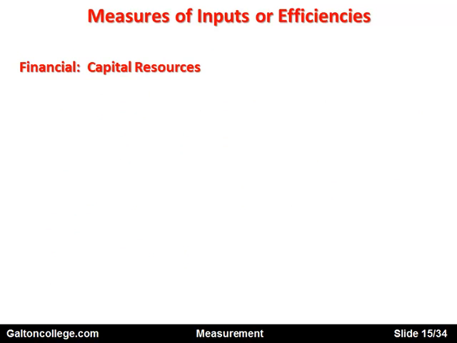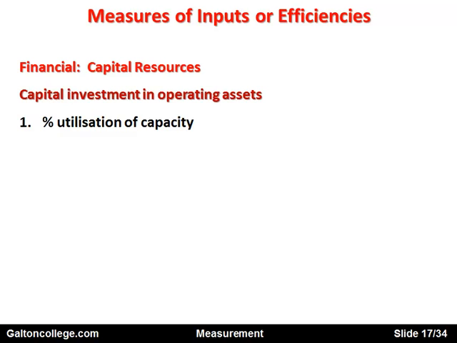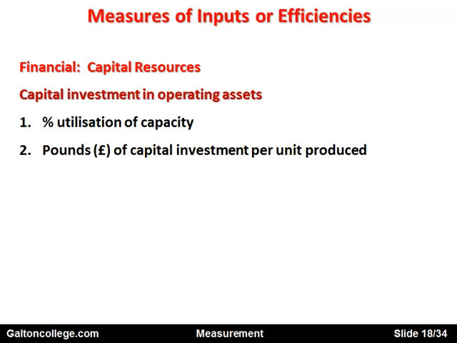The capital resources, the financial resources, well, capital investment in operating assets. So it's important to look at the percentage utilization of capacity. Are machines standing idle? Is it the case that part of the factory is not being used or not being used efficiently? So it's important to work out the cost of capital investment per unit produced. How much is invested? How many units are produced? That could be a performance measure.